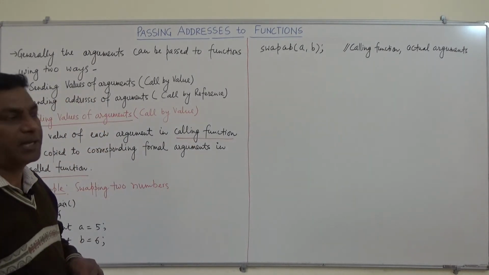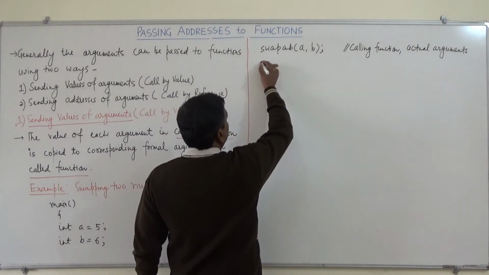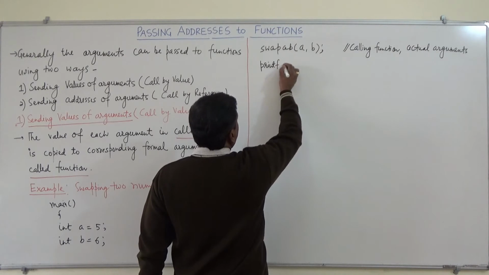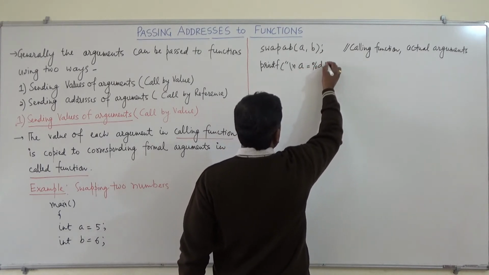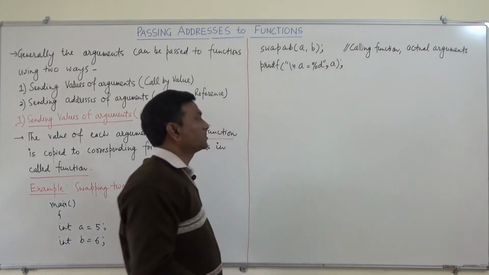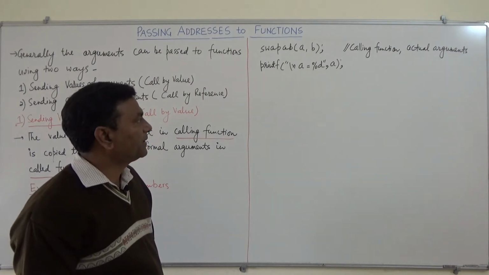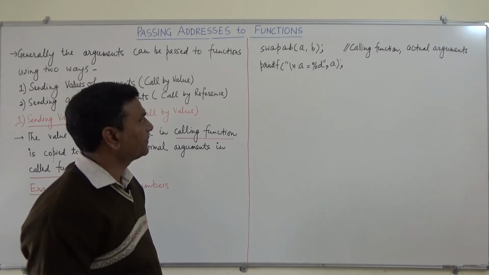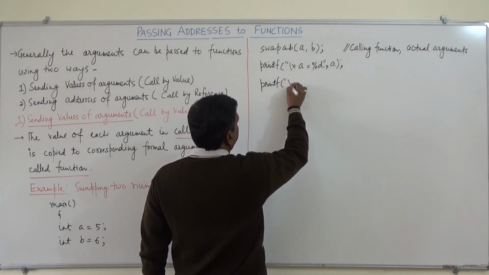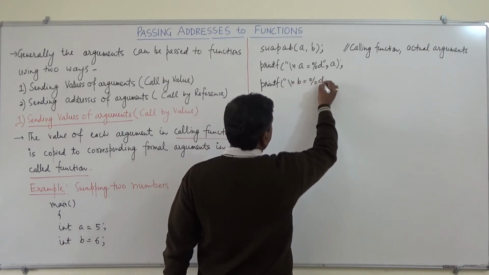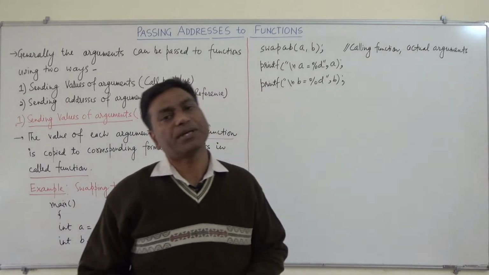After calling this function, that is swap(A, B), we will print the value of A and B. So we can write printf, "A equals %d", comma A. This is the simple statement that we normally use in C. We can simply print the value of A. Then B is equal to %d, and then B. So in this way we can print the value of A and B.